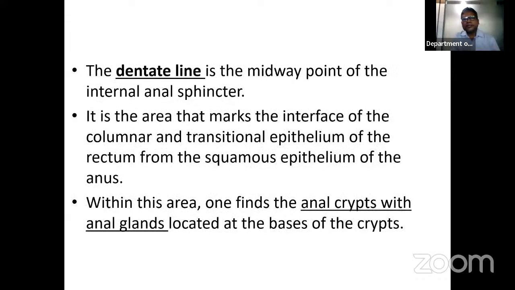The dentate line is the midway point of the internal anal sphincter. It is the area that marks the interface of the columnar and transitional epithelium of the rectum from the squamous epithelium of the anus. Within this area, one finds the anal crypts with anal glands located at the bases of the crypts.